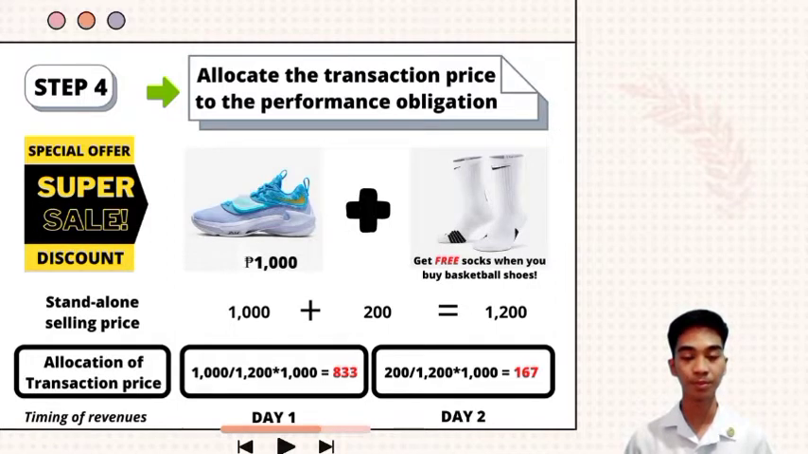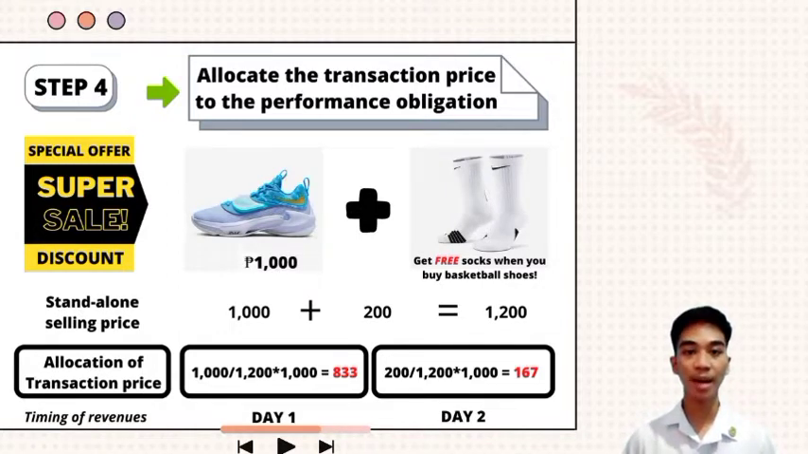this step. In general, you would do this in proportion to the relative standalone selling prices, and there are some exceptions to this rule. So, the standalone selling price is basically the price at which the shop would sell the shoes and socks if sold separately. Let us say that 1,000 for shoes and 200 for socks. We are pertaining to the standalone selling price here, yung price na mabebenta siya ng Nike ng magkahiwalay.